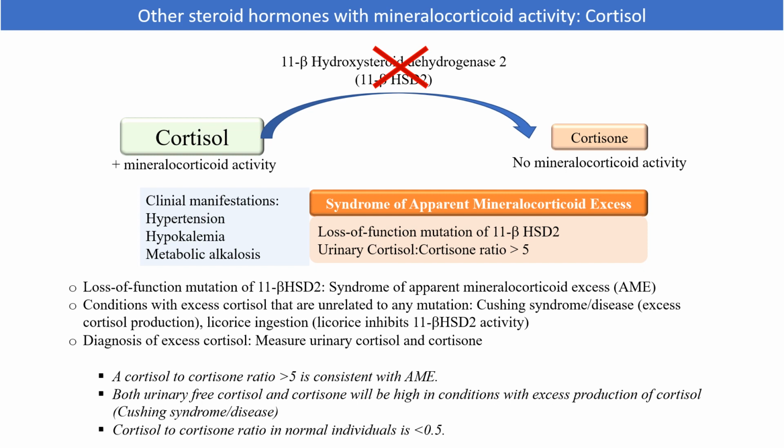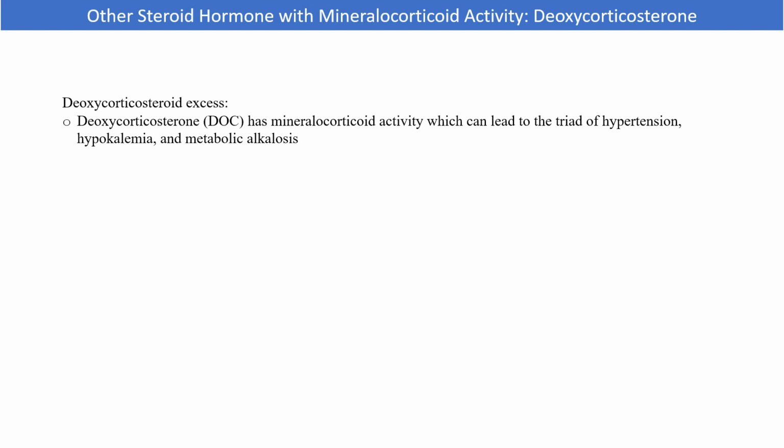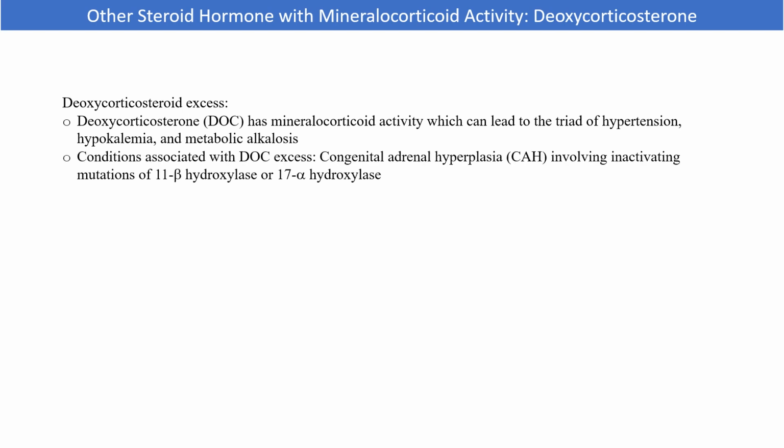Both urinary free cortisol and cortisone will be high in conditions with excess production of cortisol, as seen in patients with Cushing syndrome or disease. Deoxycorticosterone, or DOC, is another steroid hormone with mineralocorticoid activity that can lead to the clinical triad of hypertension, hypokalemia, and metabolic alkalosis. Accumulation of DOC may arise from congenital adrenal hyperplasia associated with inactivating mutations of 11-alpha hydroxylase or 17-beta hydroxylase.